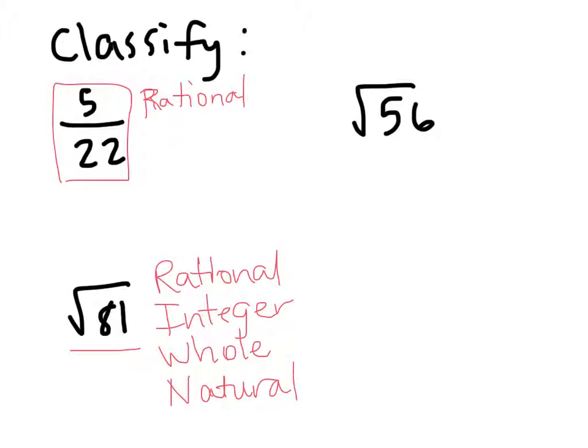All right, the square root of 56. Well, is there a number that if I multiply by itself gives me 56? No, and so it is irrational. And if it's irrational, it's not going to have any other categories that it belongs to.